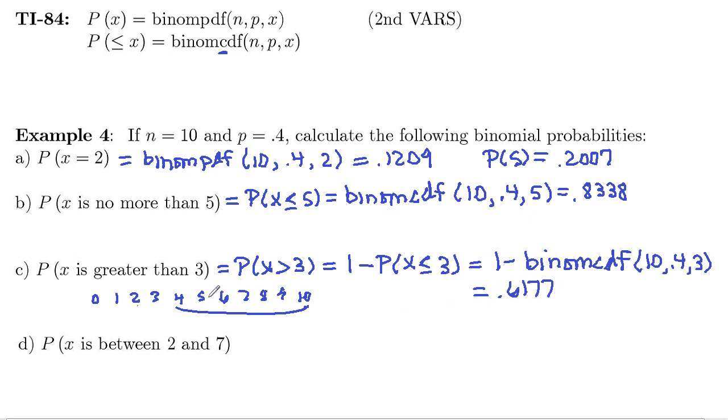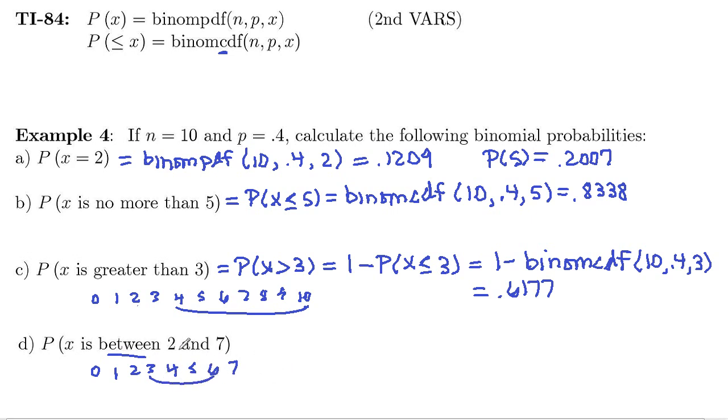Just have to remember that the binomial CDF is always giving a less than or equal probability. So any question that you get here, you have to write it in terms of less than or equal. And then the last one is a between. Probability x is between 2 and 7. Okay, so strictly between 2 and 7. So we've got 0, 1, 2, 3, 4, 5, 6, 7. If we're strictly between 2 and 7, that would be 3, 4, 5, and 6. Those are the values that we want.